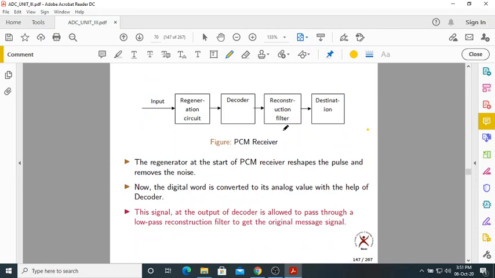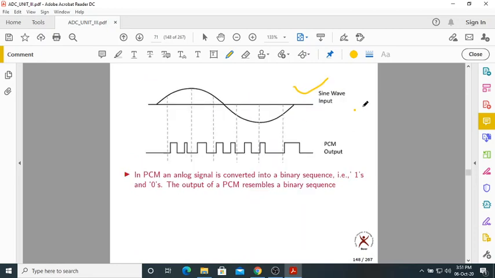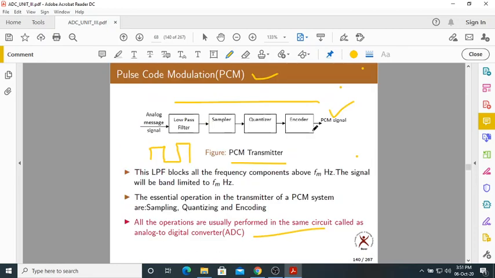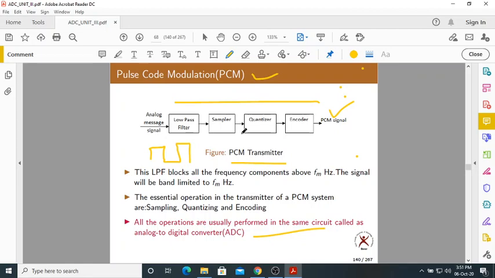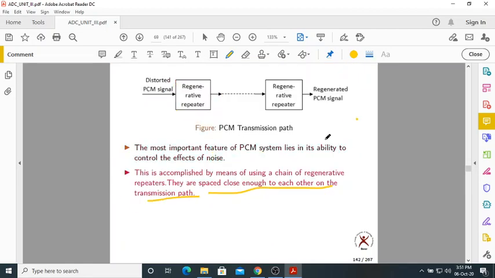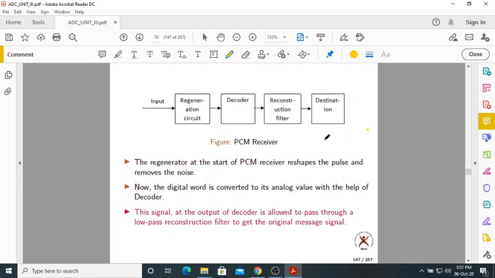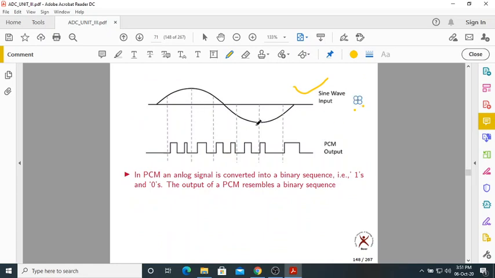First of all, where is the carrier? Where is the message signal? There is no carrier. You just look at the transmitter and receiver. There is no carrier, there is no message signal. So nothing is changing. Look at the waveform. What is changing? Nothing is changing, right?